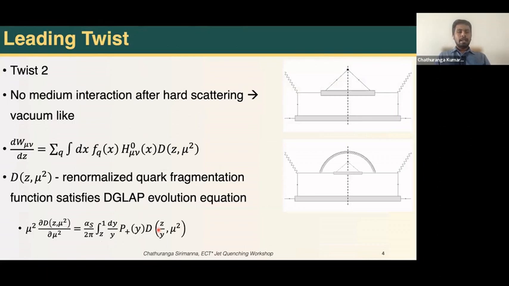At leading twist, there's no medium interaction after hard scattering. Therefore, we can consider this process as vacuum-like. This is the leading order contribution to the leading twist, and this is the next to leading order contribution to the leading twist. There are additional higher order contributions, and one can resum these contributions order by order to calculate renormalized quark fragmentation function, which satisfies the DGLAP evolution equation given here.